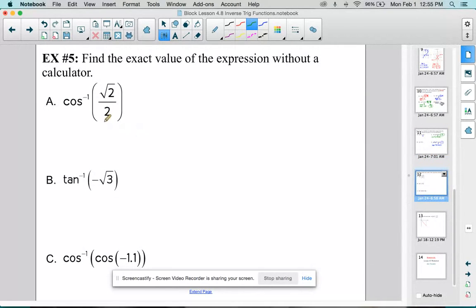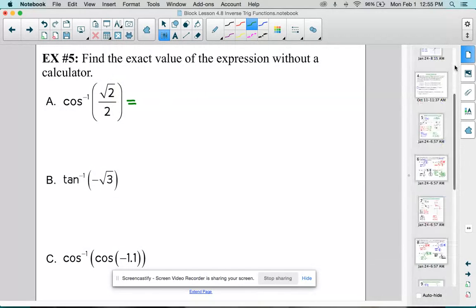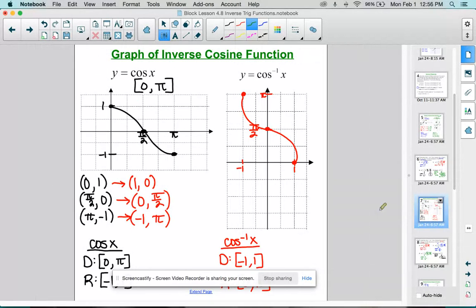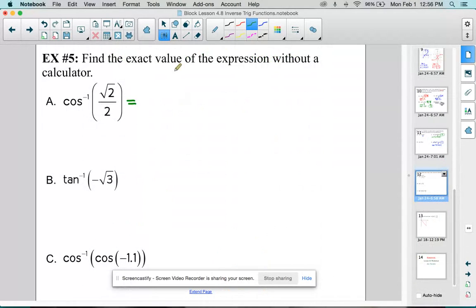Okay, let's just do a couple more. So let's look at A. I think I'm just going to do 2 of these, and then we'll call it a day. Inverse cosine of radical 2 over 2. Now the question does say find this value without a calculator. So you're going to need to walk yourselves through the steps. What is the domain? Does this fit into the domain of inverse cosine? So let me go find inverse cosine. Yes, it's -1 to 1, and that value is in the interval. So we are good to go with this.